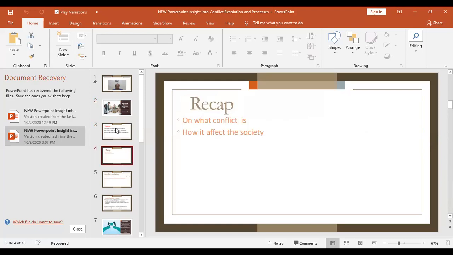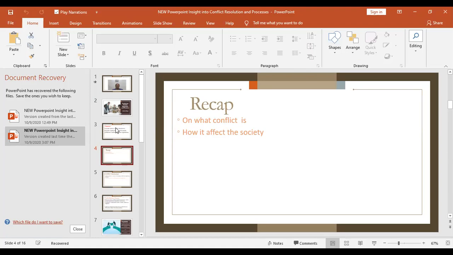But before we start, we are going to do a little recap on our last lesson. And I can remember that our last topic was on conflict. That's understanding the concept conflict. So doing a little recap is very necessary because it will take us into the next topic for today. So I will try to recall what conflict is.